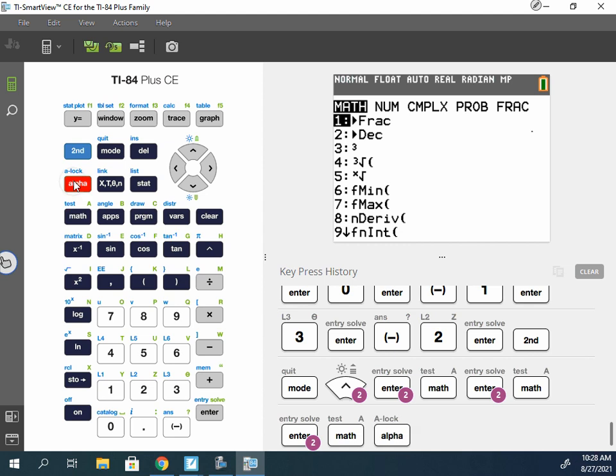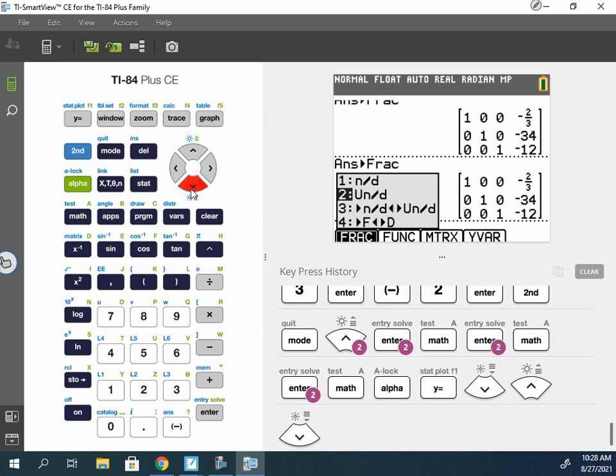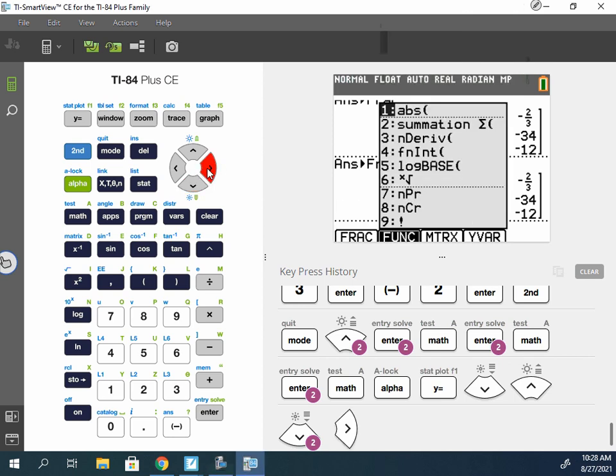Now, alpha y equals. Here's our fraction, a whole number and a fraction for alpha y equals. This third one is to go from an improper fraction to a mixed number. And the last one is fraction to decimal or decimal to fraction. So the last one is F, arrow F, double arrow D is fraction to decimal or decimal to fraction. That one will switch between the two. So those are kind of nice to have here. Because we also have some functions, absolute values at top.